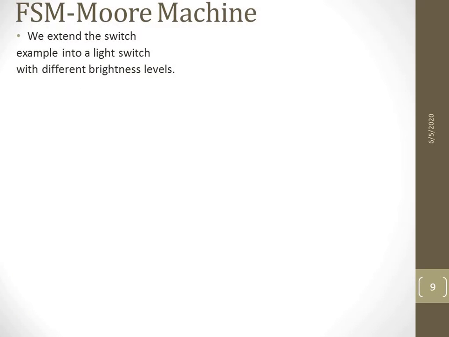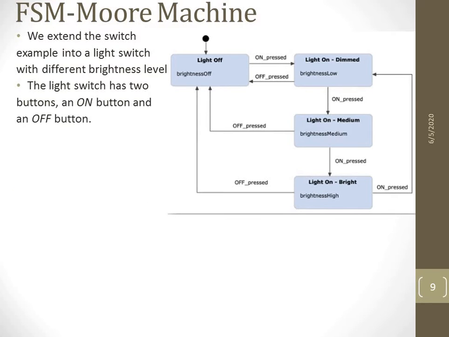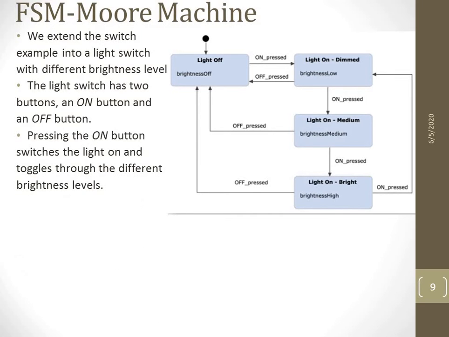Now we extend the switch example into a light switch with different brightness levels. As we have seen the on and off switch, now we have brightness off, brightness low, brightness medium and brightness high that we are going to look at. The light switch has two buttons, on and off. Pressing the on button switches the light on and toggles through the different brightness levels. This behavior is modeled by the state machine shown.